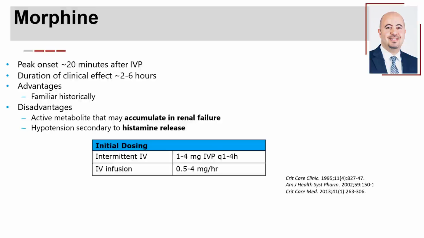Usually it's more given as intermittent dosing, 1 to 4 milligrams q 1 to 4 hours. IV infusion can be used, but it's not really common. يعني أنا بذكر آخر مرة استخدمنا المورفين drip in the ICU كانت few years ago لما كان في shortage of fentanyl. So it's more used as intermittent IV push.